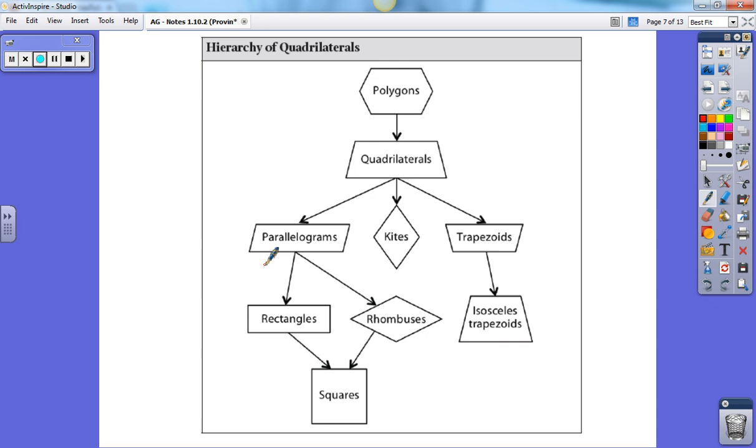So these are all my parallelograms. I do also have quadrilaterals that are not parallelograms, kites and trapezoids. Kites are sort of on their own, and in trapezoids we have trapezoids as well as isosceles trapezoids.